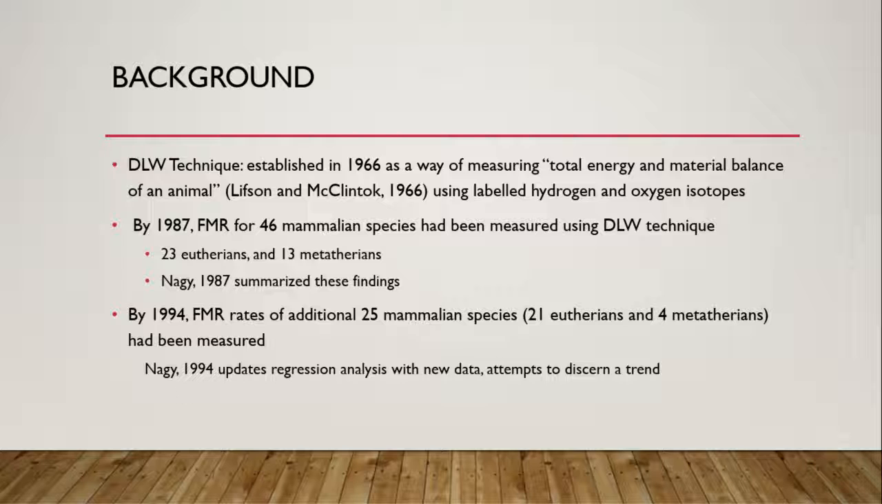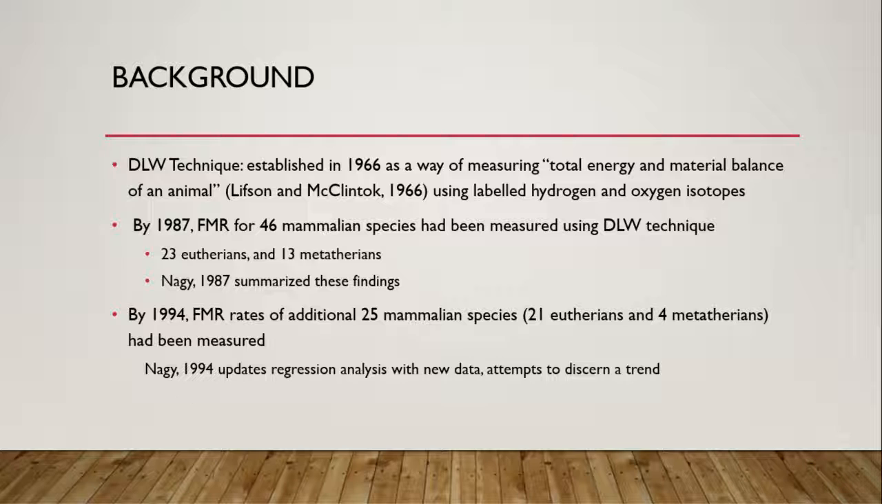but DLW was established in 1966 as a way of measuring the total energy and material balance of an animal using labeled hydrogen and oxygen isotopes. By 1987, the field metabolic rate of 46 mammalian species had been measured, including 23 placental or eutherian mammals and 13 marsupial or metatherian mammals. This is important to note because FMR data on those 46 mammalian species is summarized in a previous paper by the same author, and that data is used and updated in this paper.